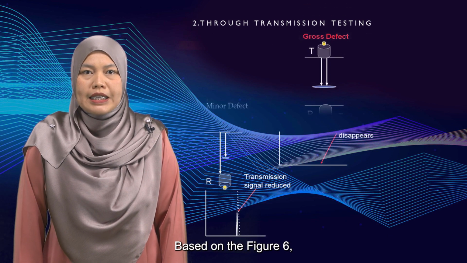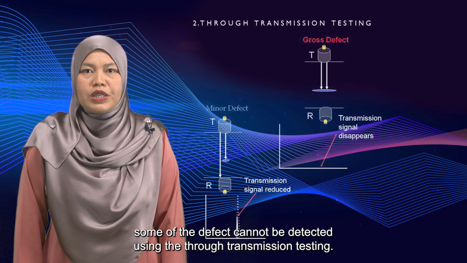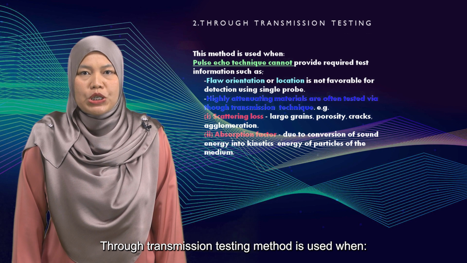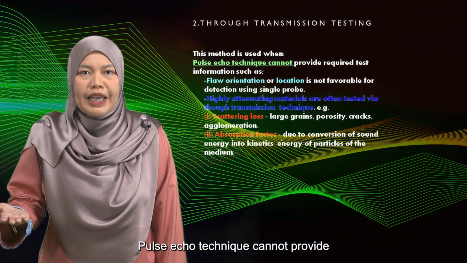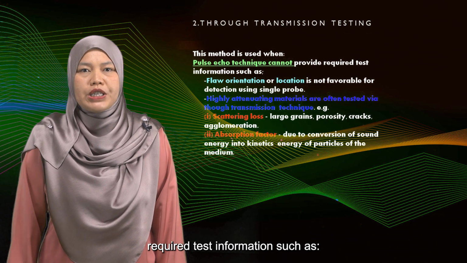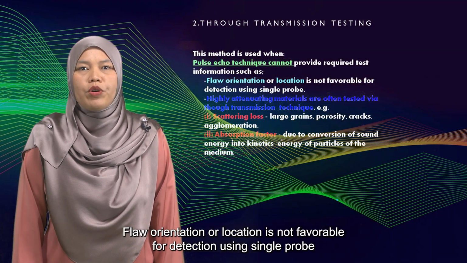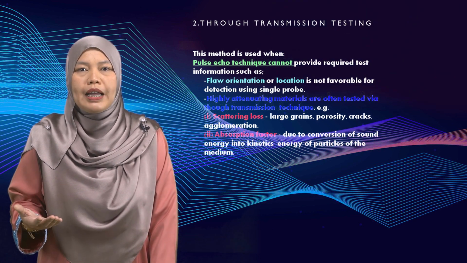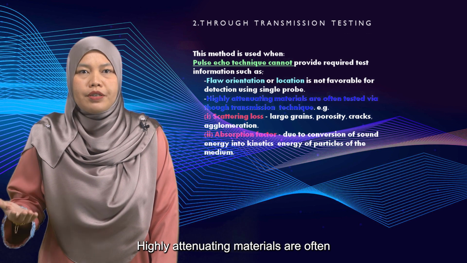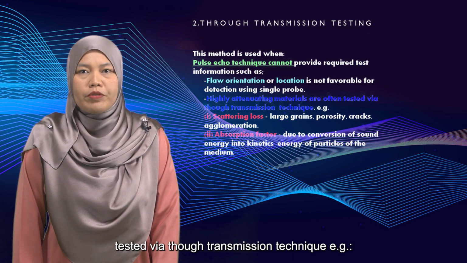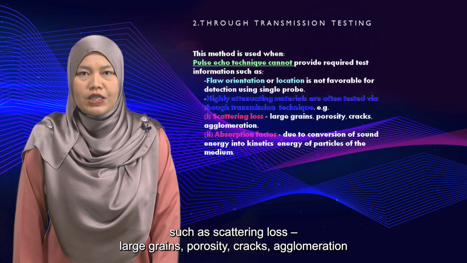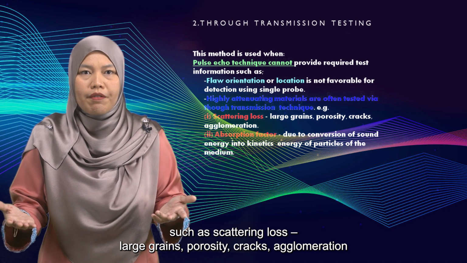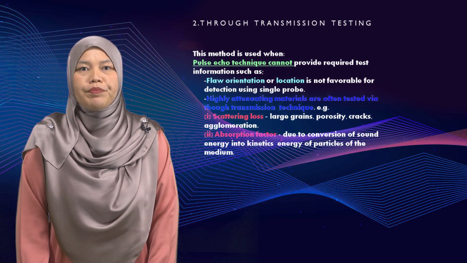Based on figure 6, some defects cannot be detected using the through transmission testing. Through transmission testing method is used when pulse echo technique cannot provide required test information, such as flaw orientation or location is not favorable for detection using a single probe. Highly attenuating materials are often tested via through transmission technique, such as scattering loss, large grain, porosity, cracks, and agglomeration.